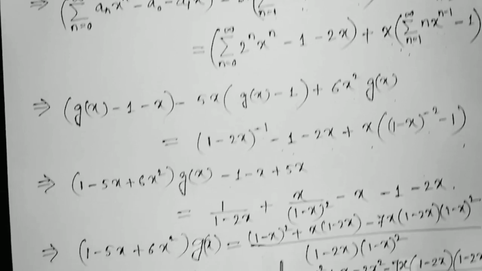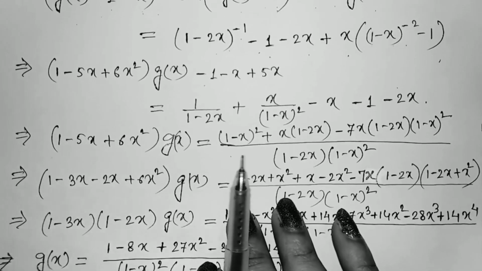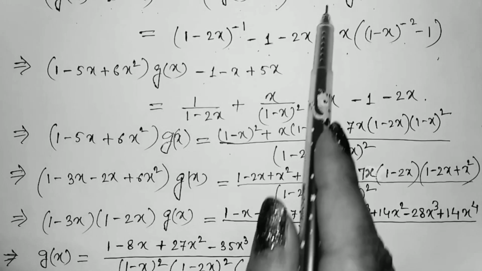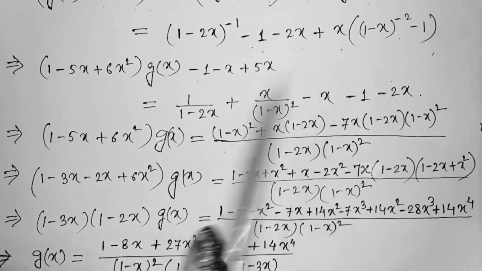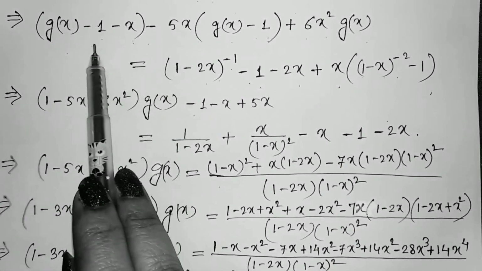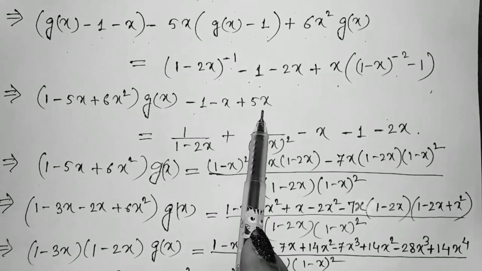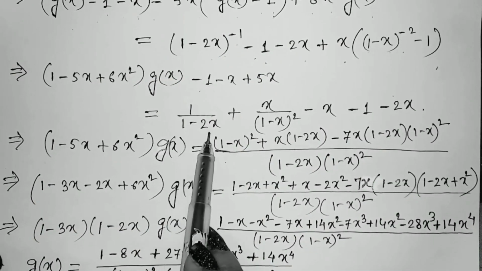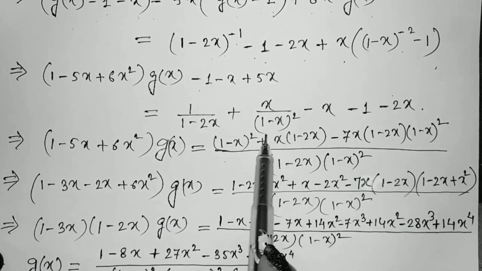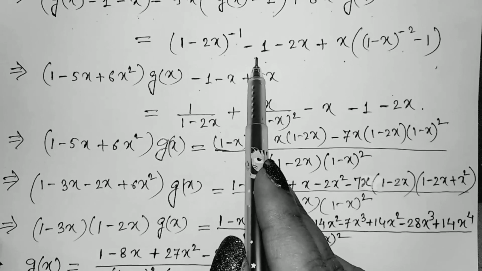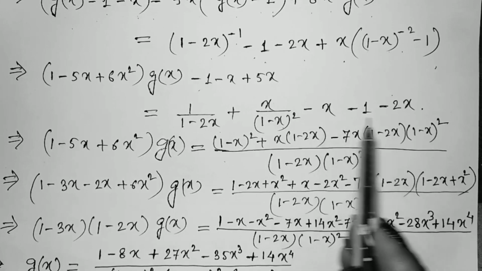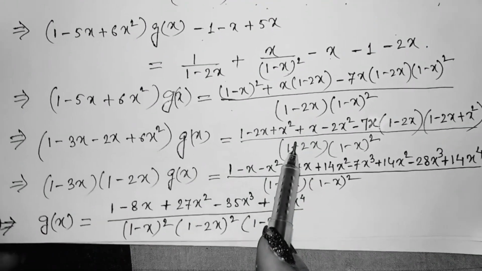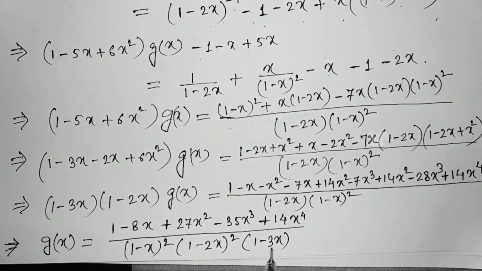After that if we simplify, we will find that all g(x) terms are taken to one side, so it is (1 minus 5x plus 6x squared) g(x), then minus 1, then minus x, then minus 5 plus 5x. So it is completed, and from here we write 1 upon 1 minus 2x, plus x divided by (1 minus x) whole squared, then minus 1 minus 2x, and from here minus x. So finally, if we simplify this, we will find g(x) is equal to this.